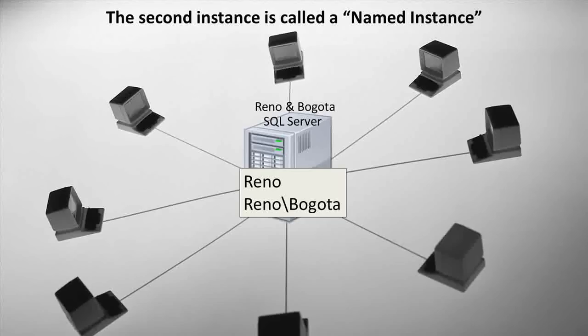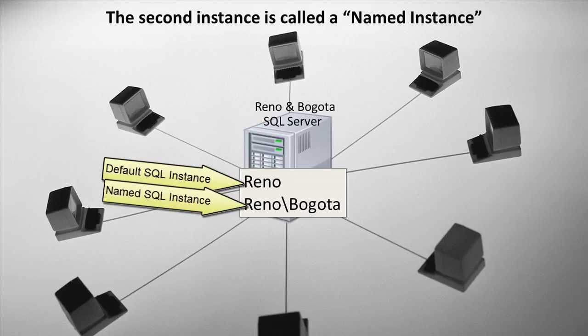To connect to your default instance of SQL Server, you just need to connect to the name of the server. If you want to connect to a named instance of SQL Server, you need to use the name of the server plus the name of the instance.